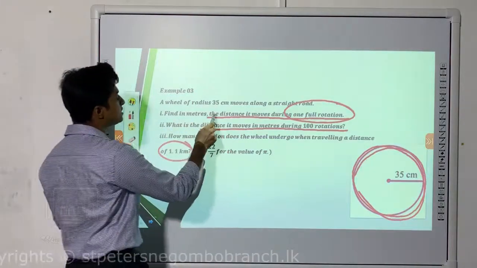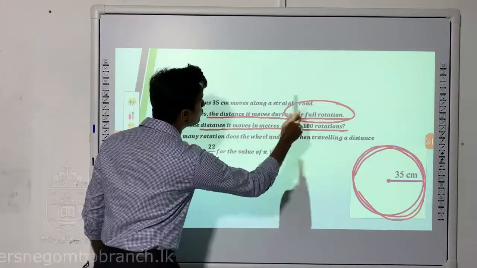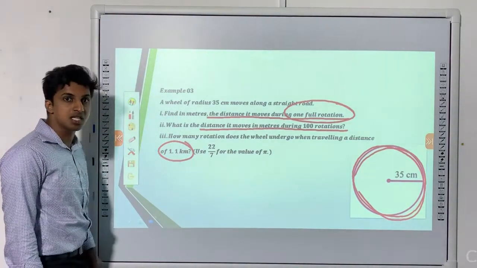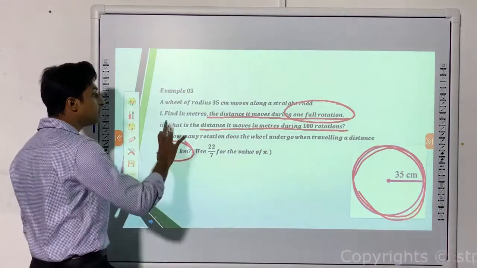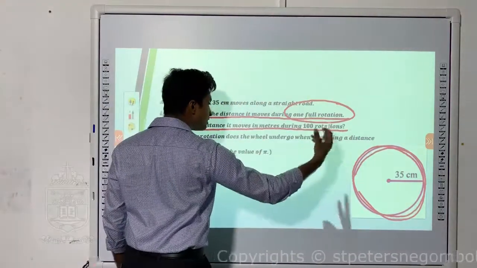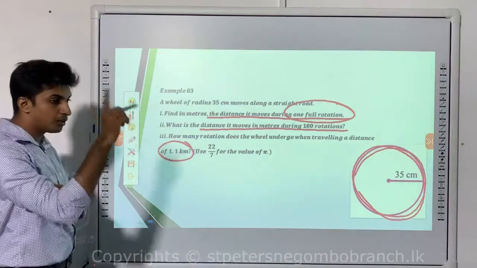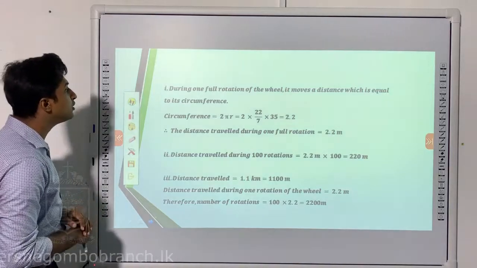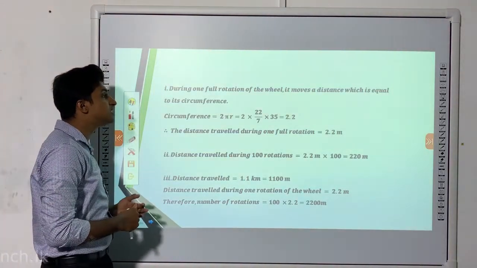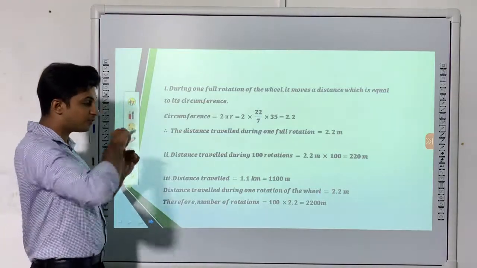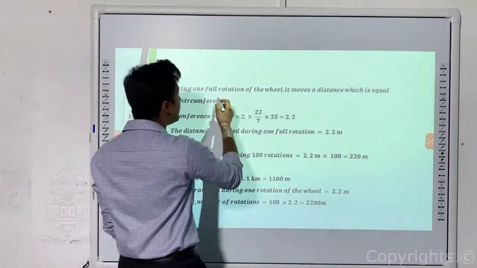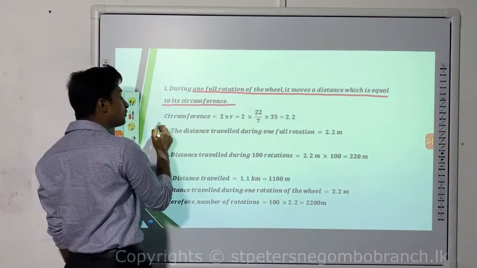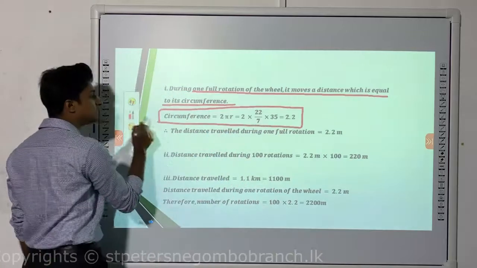So, find in meters the distance it moves during one full rotation; that question is generally asking you to find the circumference of the given circle. Remember, this full rotation is dealing with the full round, or one full circumference, of a circle. So we find the answers. During one full rotation of the wheel, it moves a distance which is equal to its circumference. That is, one rotation is the circumference. So you have to find the circumference of the given circle.